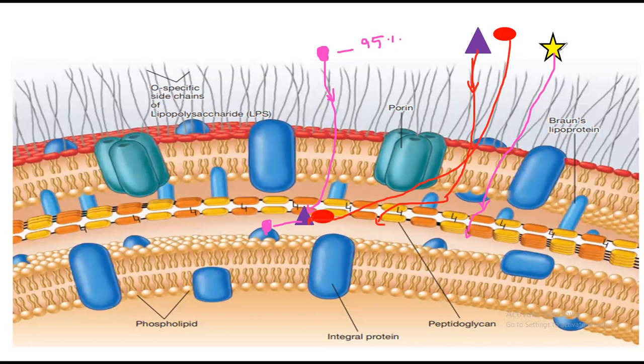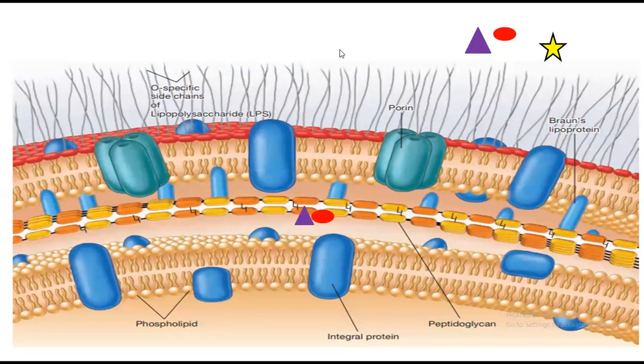It can accumulate here, and we all know that safranin is pink in color, so the gram negative bacteria show a pink color. So this was all about the gram negative bacteria.